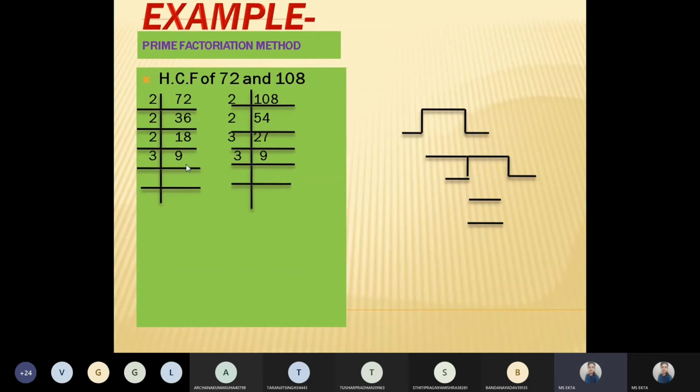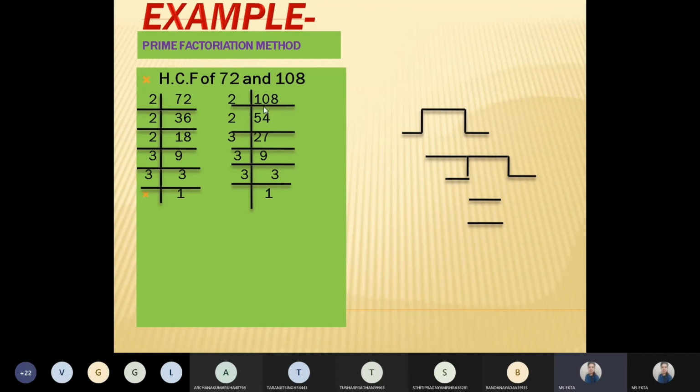Now we will see whether 9 is divisible by 2 or not. No, 9 is not divisible by 2. So the next prime number is 3. Yes, 3 can divide 9. 3 3s are 9. Again, 3 can be divided by 3 only. So 3 1s are 3. We have got 1 here, and all these numbers in the multiplication are the prime factors of 72.